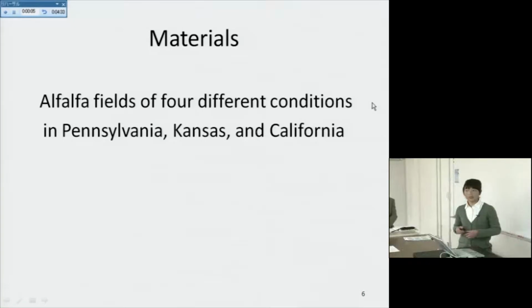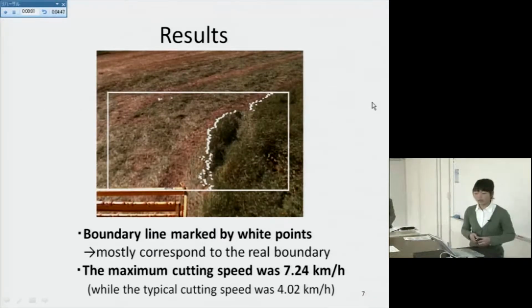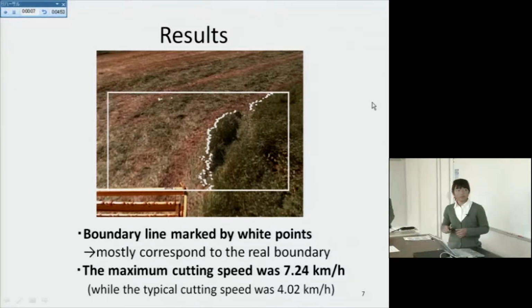And field tests were taken in alfalfa fields of 4 different conditions in Pennsylvania, Kansas, and California. This is part of the result. The boundary line by the processor is marked by white points, and it mostly corresponds to the real boundary. This is the area of cut crops and uncut crops.